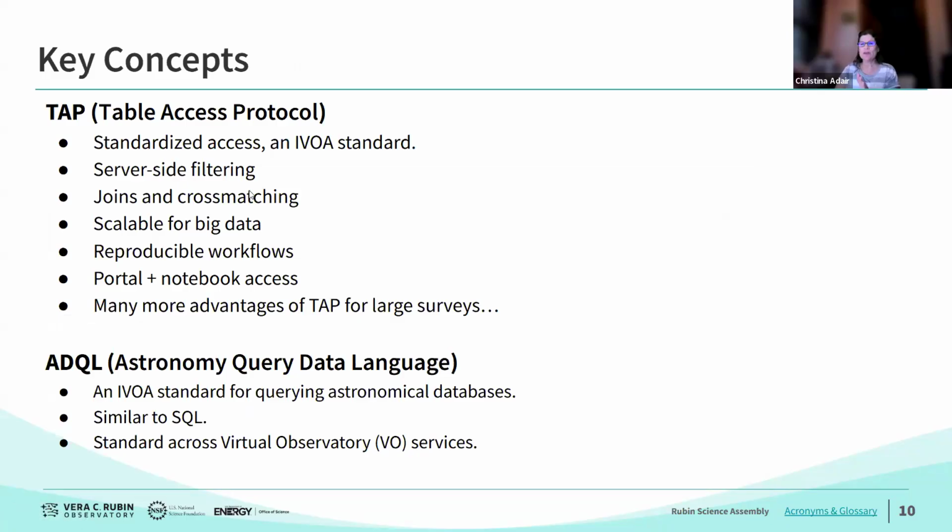But as a reminder, here are some key concepts for some things that we have available to you at the RSP. TAP is a standardized way of accessing Rubin data. It includes filtering, joins, and big data operations on the server side, and it works the same in the portal as in notebooks. We also have ADQL, which is a SQL-like language that we use to write queries. This is also within standards, and I will show you a lot of ADQL queries today. Other key concepts we have.